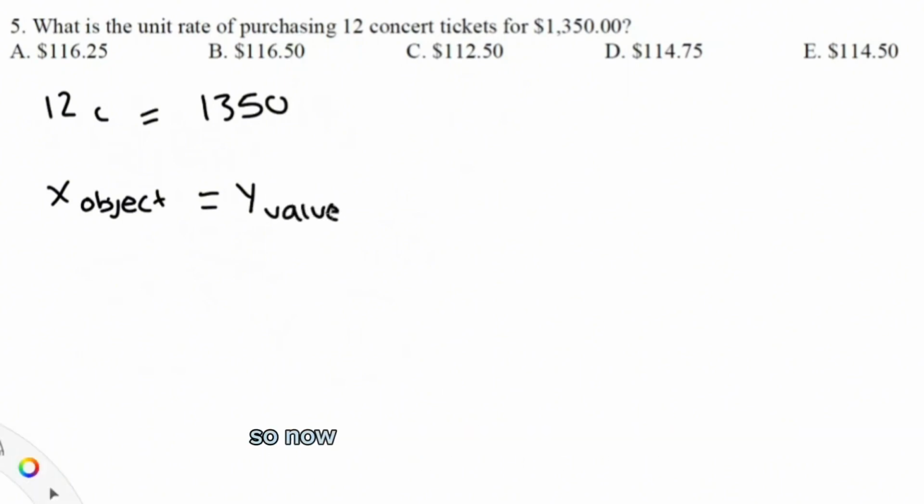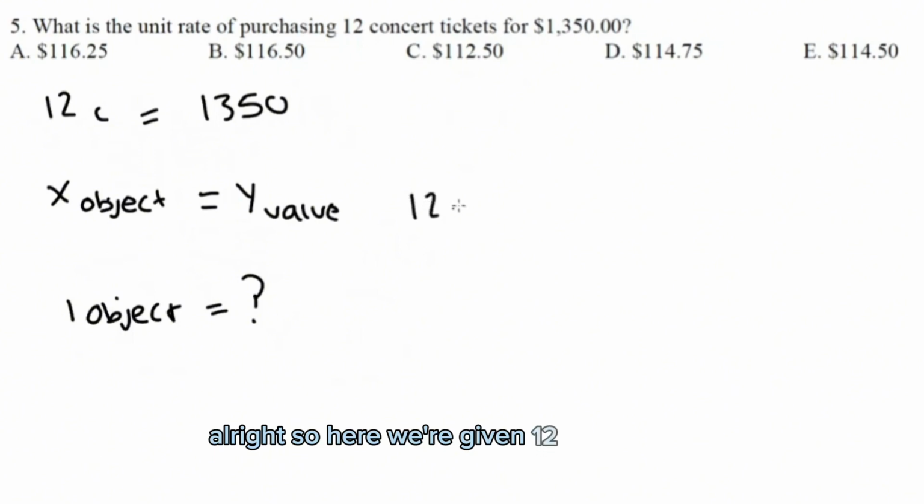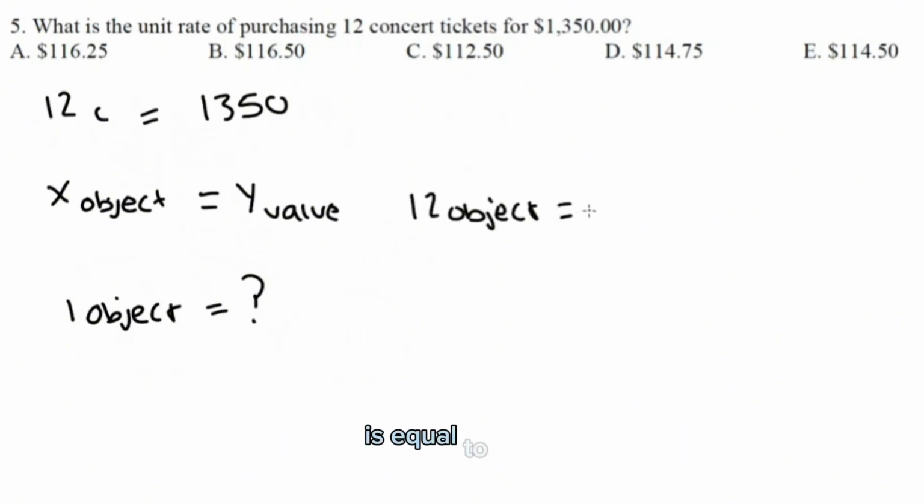Alright, so now what they're trying to find is if the X is equal to 1. So if one object, then what is the Y value? Alright, so here we're given 12 of the object is equal to 1,350. So this is the value.